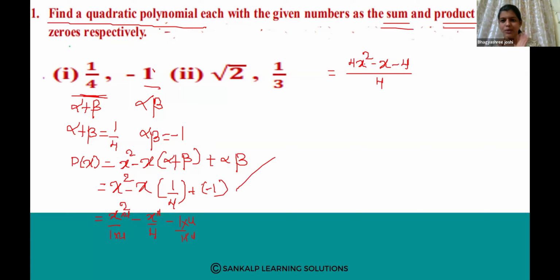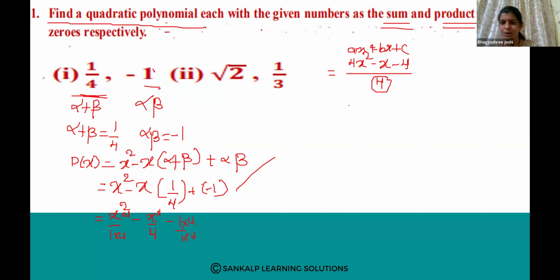Now, observe carefully. Here we got one expression. This expression is in the form of ax square plus bx plus c. Right? So, this is our quadratic polynomial. But here in the denominator 4 is there. So, I don't want this 4. I don't want the denominator at all.